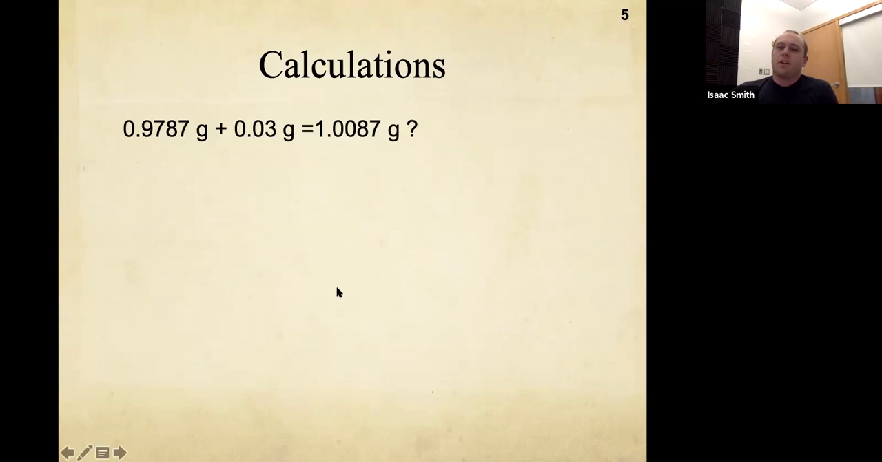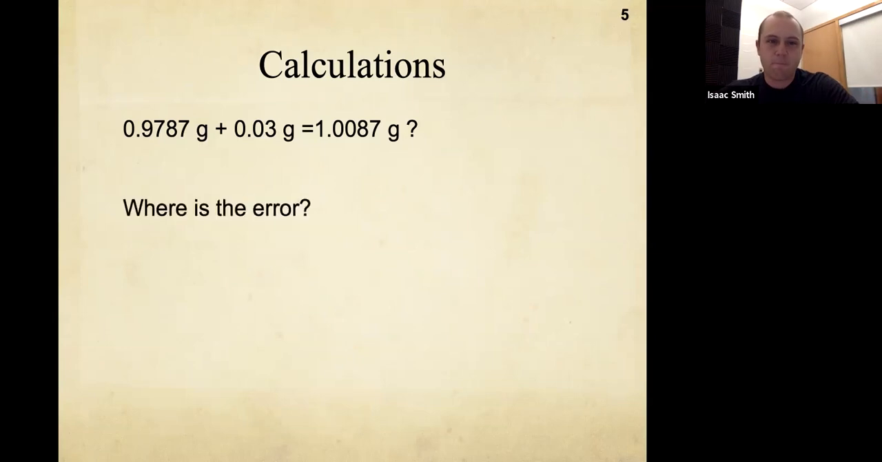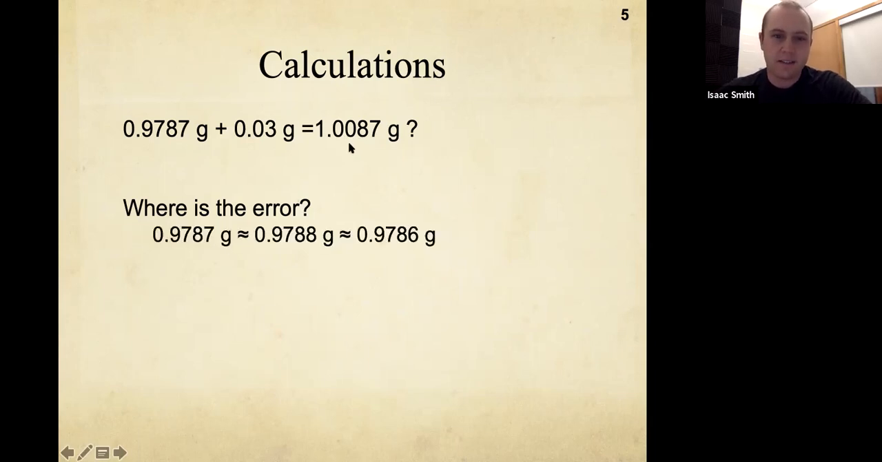So that was the case for a division problem. Okay, and division and multiplication, we'll see, follow the same rules. And we'll go over the rules in a second. But now let's look at an addition problem. Addition and subtraction are going to follow the same rules as well for significant figures. So where would the error be in this calculation? If we add these two amounts of mass together, we're going to get some amount of mass as the answer, and we need to know how much error is contained in our answer.